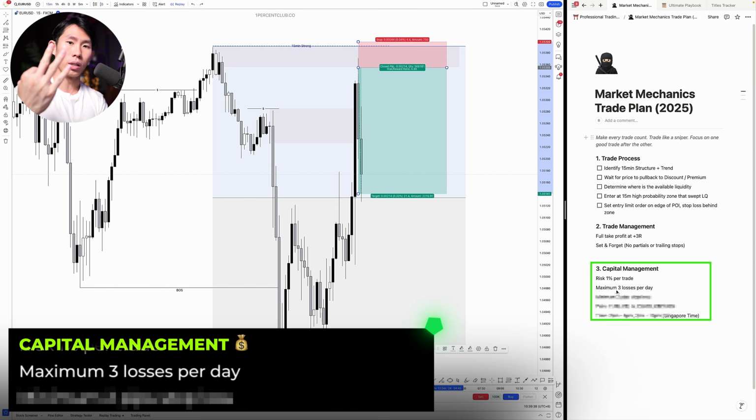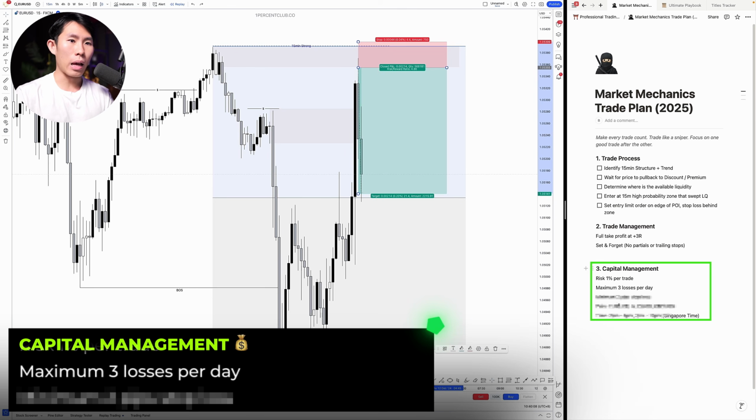So for me, that's 3 losses, right? Which means I essentially have 3 bullets per day, right? So I have 3 trade opportunities per day. If I trade 3 times and I lose all 3 times, I'm done trading for the day itself. I'm going to be closing the laptop, I'm going to be going to the gym, going for a walk in the park, or I don't know, just sit down there and watch Netflix or something if that's what you like.